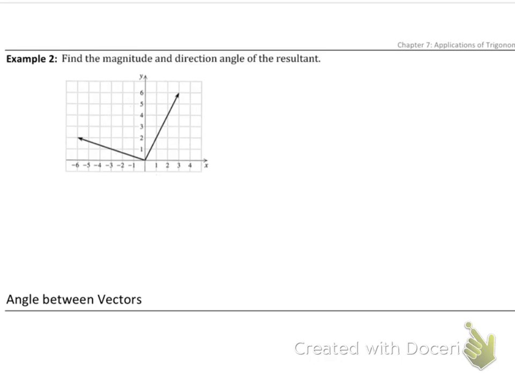All right. The next thing we're going to do is find the magnitude and directional angle of the resultant. The resultant. We haven't talked about resultant yet. All resultant says is that we're going to add our vectors. So resultant just means add. We're going to add our two vectors together.